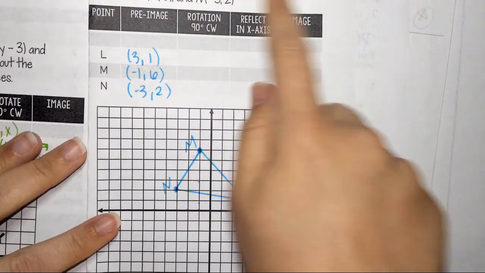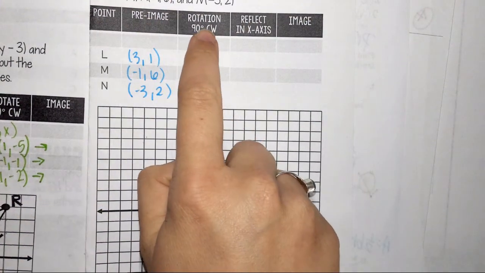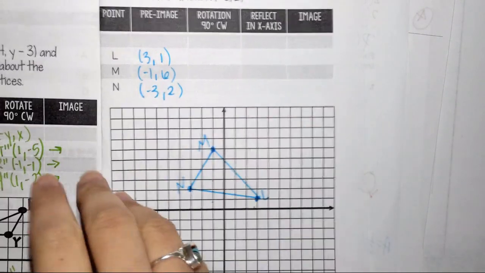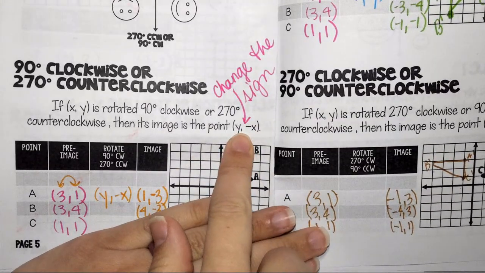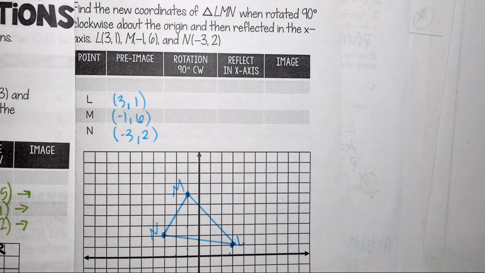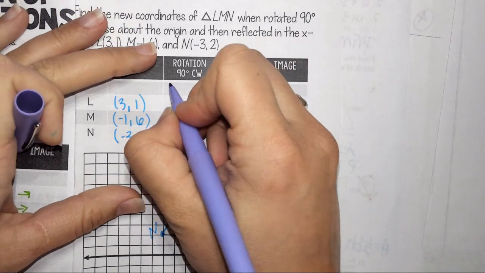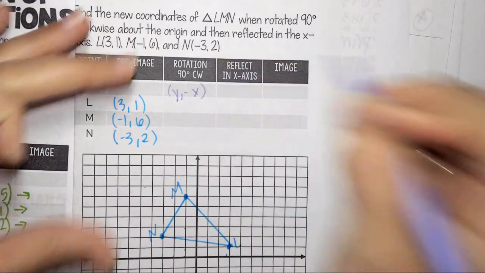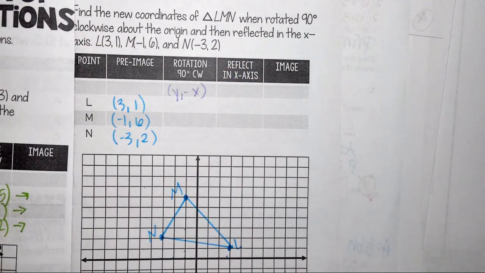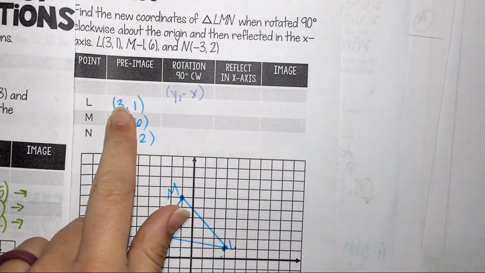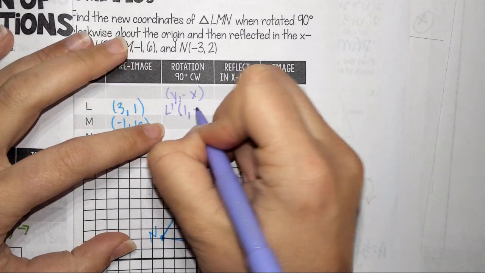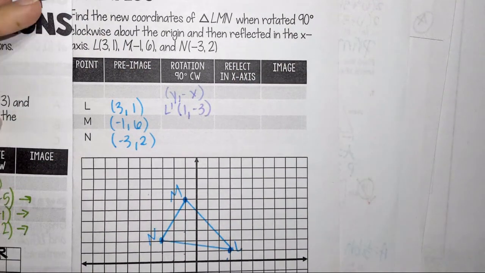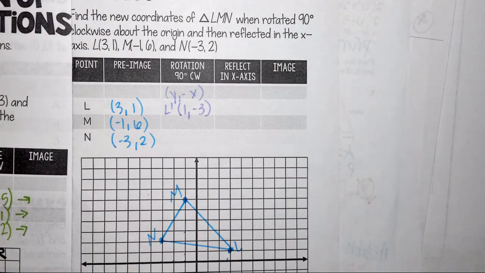All right, now this says to rotate it 90 degrees clockwise, so the CW is correct this time. And we're going to look back at our rotations. We're going to find 90 degrees clockwise. It says swap them and change the X. So I'm going to write that above here. We're going to Y negative X. So that means we're going to swap it and change our X value. So our L prime is going to be 1, negative 3, because we swap it and change the value of X.